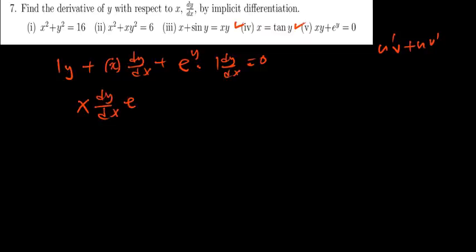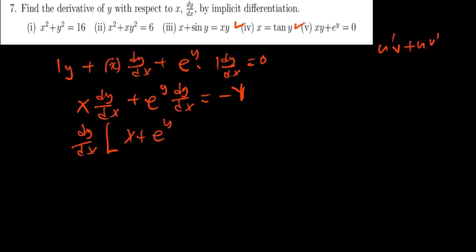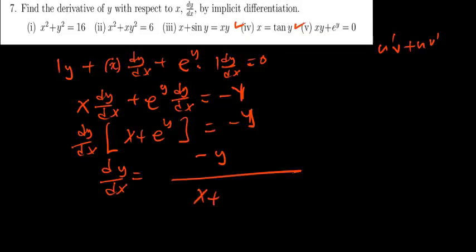Then e raised to the power, here I've got plus e raised to the power y dy/dx is equal to negative y. Make dy/dx the subject of the formula: x plus e to the power y. This becomes like this. So if I divide both sides by what I have there, I should be able to have negative y divided by x plus e raised to the power y. So that becomes my answer.